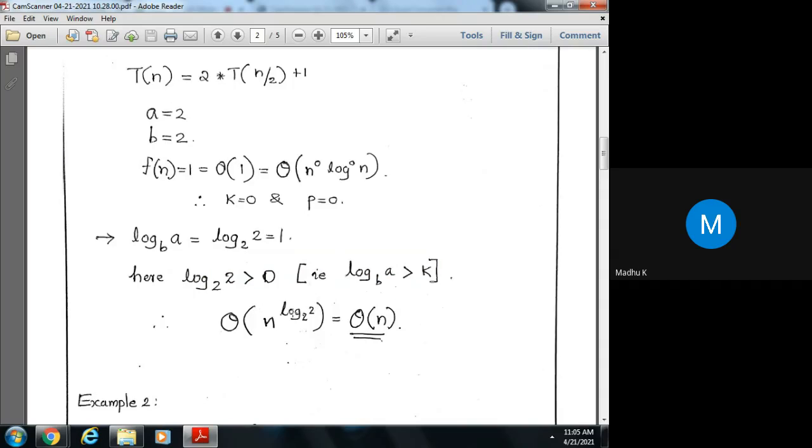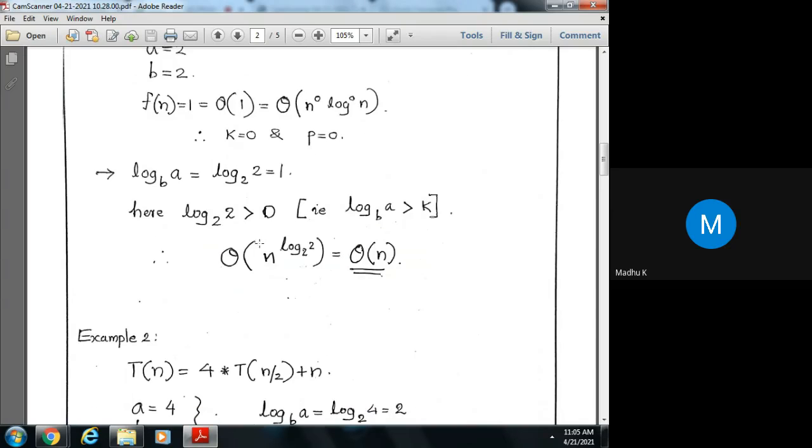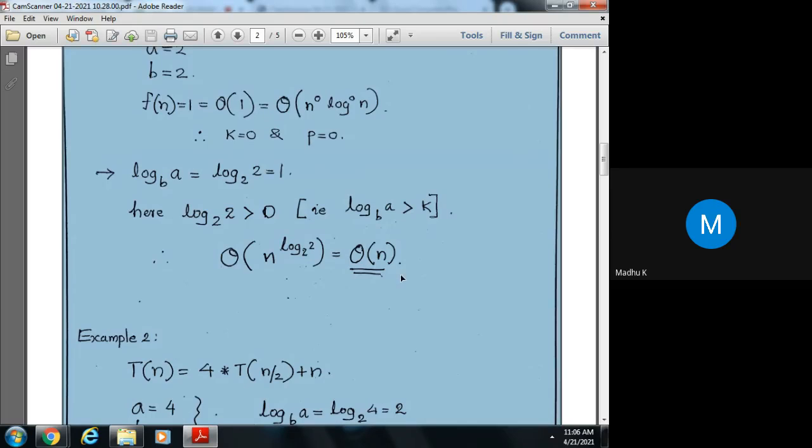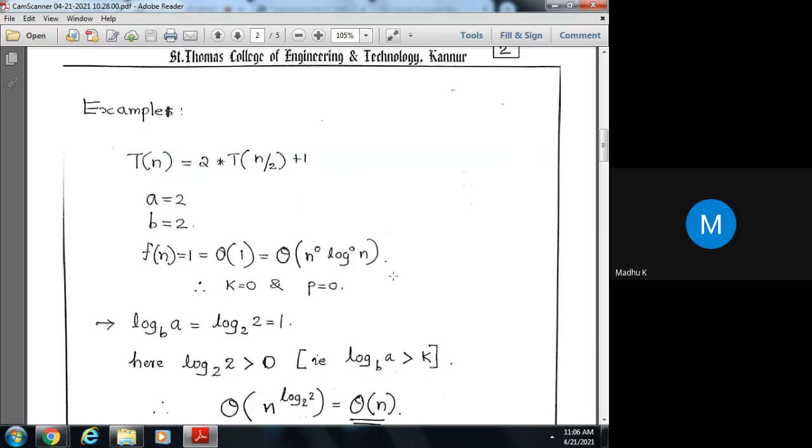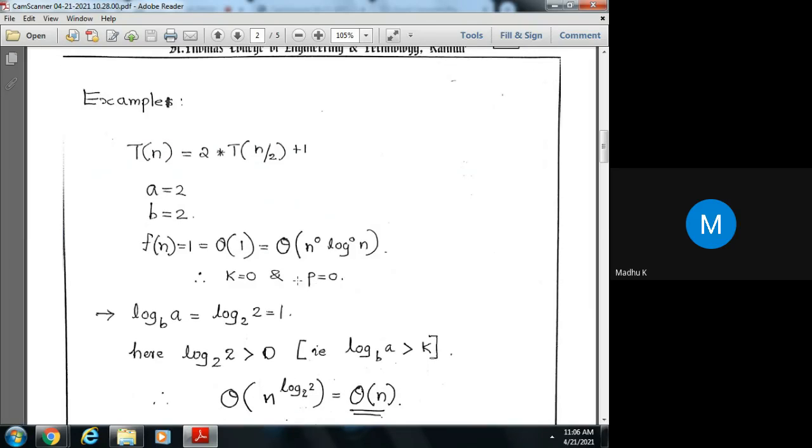So what will be the complexity? Theta of n raised to log base b a. Here n raised to log base 2 of 2, which is equal to 1. So theta of n is the final complexity. So this is the first example. In this way, we want to analyze various examples.